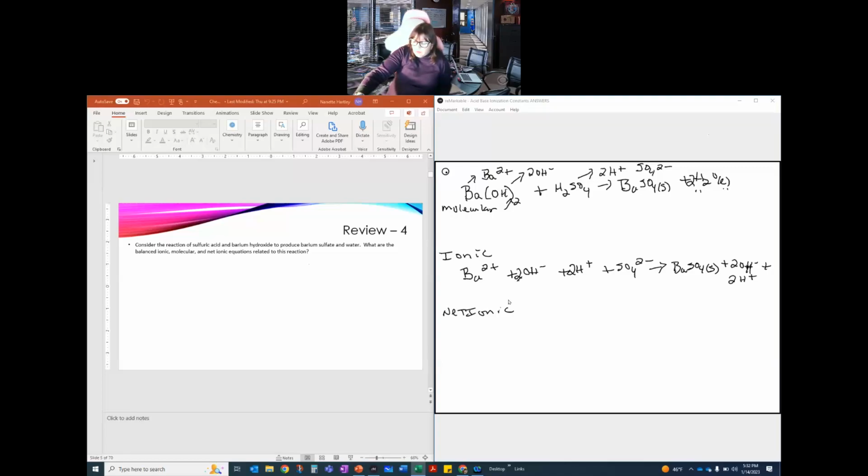It's not involved in anything, at least the way that we've written it. So we're going to eliminate that. It's a spectator ion. It's just standing around watching. Same is true with the H+. Okay, so we'll eliminate both of those. And whatever's left is what I should have in my net ionic equation.